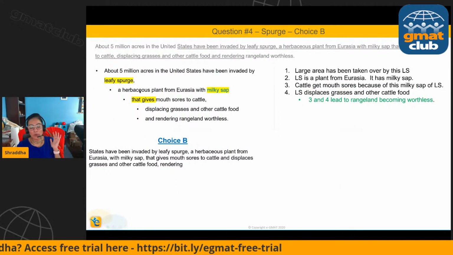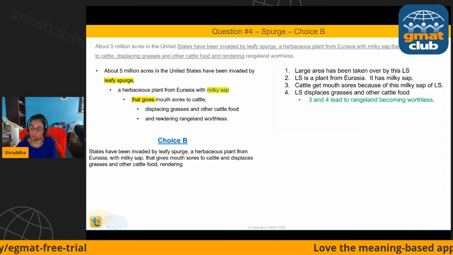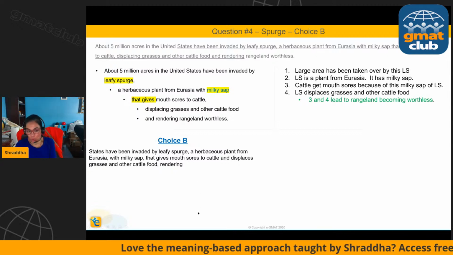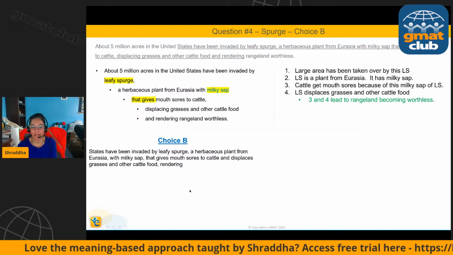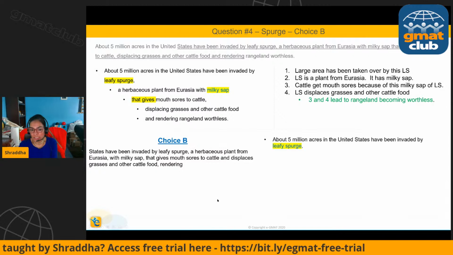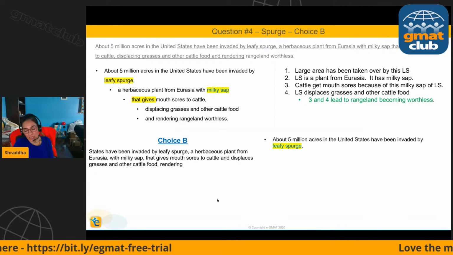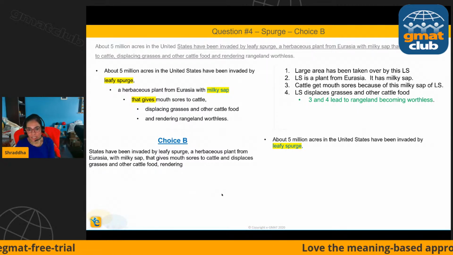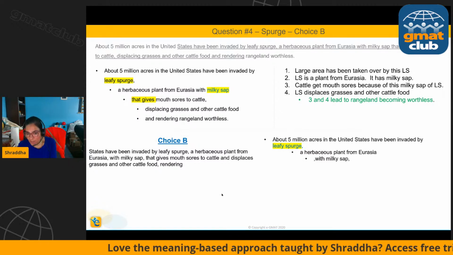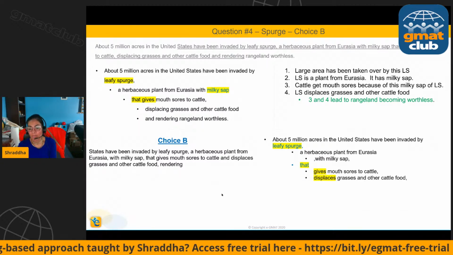So now we know for sure that choice B is incorrect because the usage of the 2 comma plus verb ing modifiers is wrong. Now take a look at choice B, and most of you landed up on choice B, but through this analysis, just ask yourself: did you do this kind of analysis while looking at choice B? So about 5 million acres in the United States have been invaded by leafy spurge, a herbaceous plant from Eurasia with milky sap that gives mouth sores to cattle.